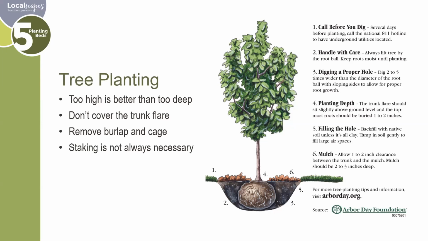And then you backfill with the soil that was in the hole that you dug out, unless it's all clay. Then you can backfill with something else. But you do want to backfill with some native soil. You can mix in a little bit of compost into it, but mostly you want to do the soil that was already there as your backfilling soil. And then you do want to add mulch around the tree. You don't want the mulch to be touching the trunk. So you want it to be like 1 to 2 inches away from the trunk, but then you want that mulch to be 2 to 3 inches deep around it, right?